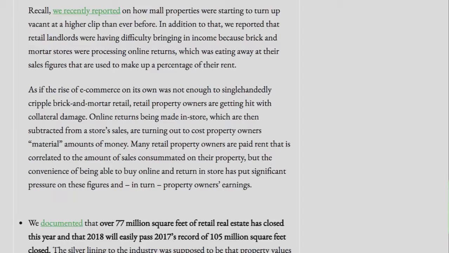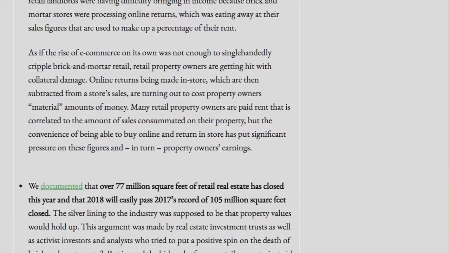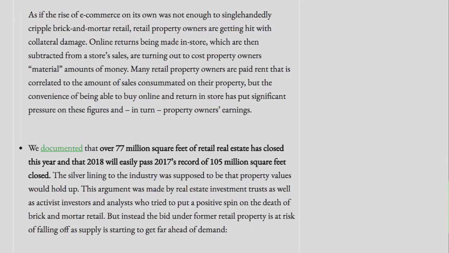Recall, we recently reported on how mall properties were starting to turn up vacant at a higher clip than ever before. In addition to that, we reported that retail landlords were having difficulty bringing in income because brick and mortar stores were processing online returns, which was eating away at their sales figures that are used to make up a percentage of their rent. As if the rise of e-commerce on its own was not enough to single-handedly cripple brick and mortar retail, retail property owners are getting hit with collateral damage.